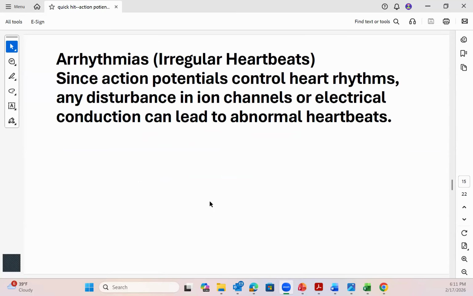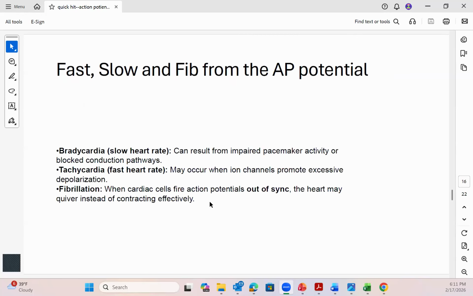Okay. Arrhythmias. Since the action potential controls the heart rate, any disturbance in an ion channel can lead to abnormal beats. I think we kind of know that. All right. So if we think about fast, slow, and fib from the action potential, we think about low heart rates, right? They can result from impaired pacemaker activity, so something that's going to be blocking them.